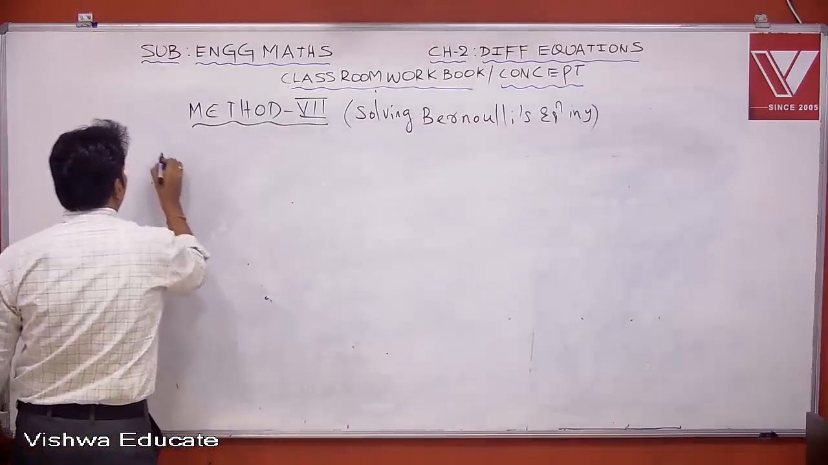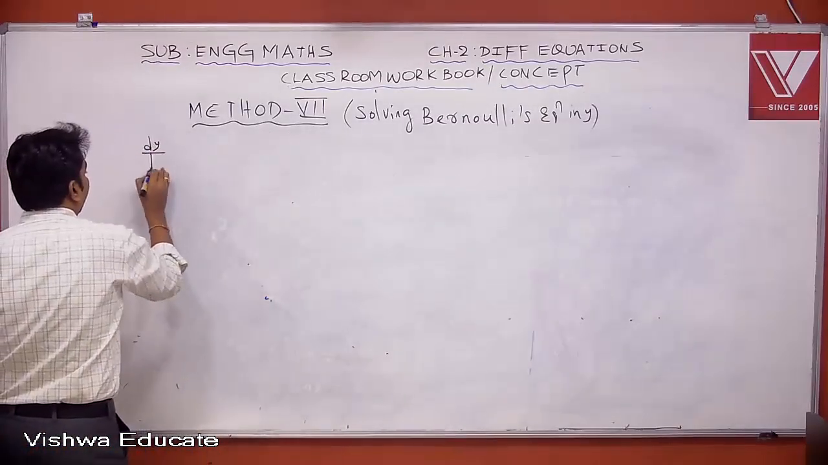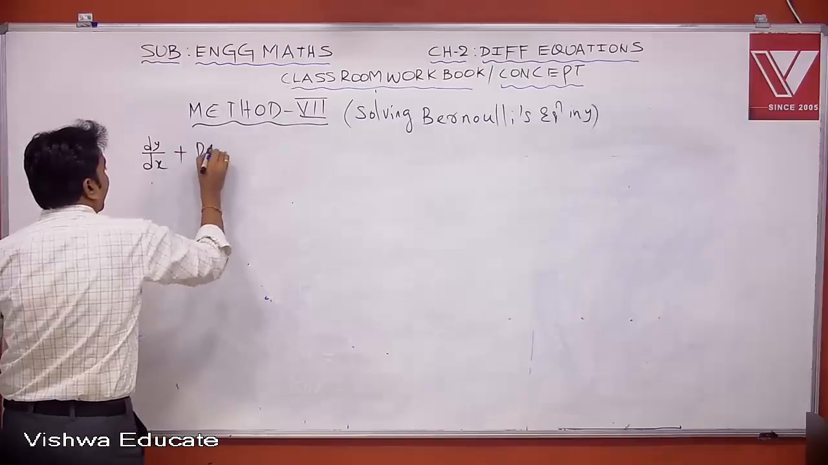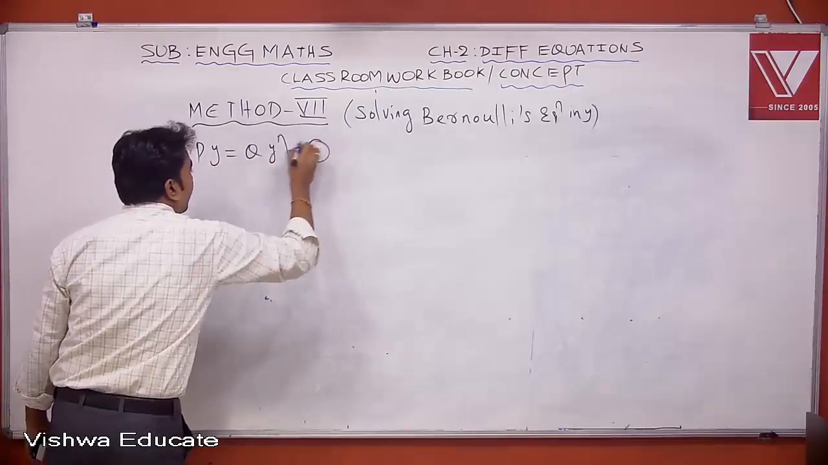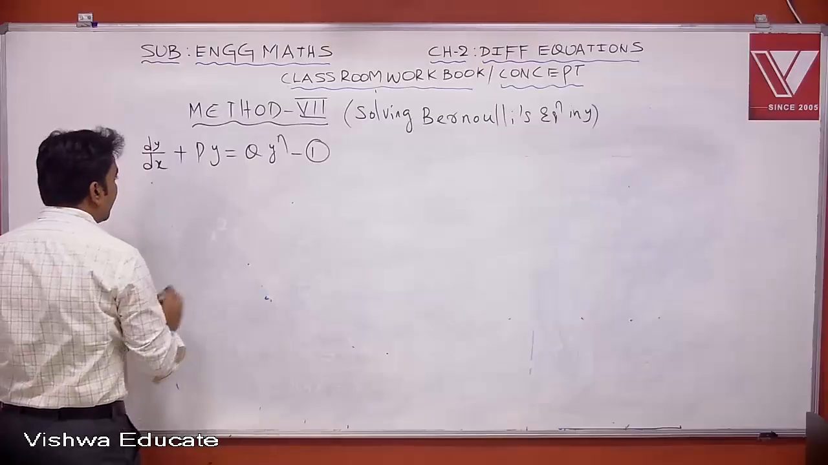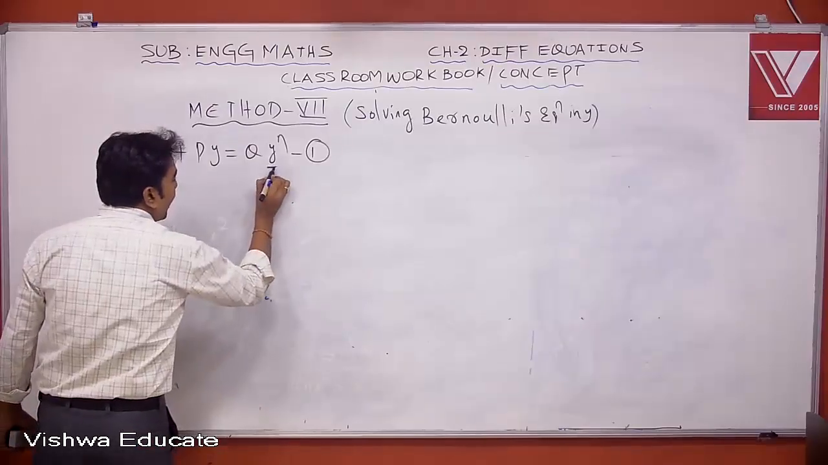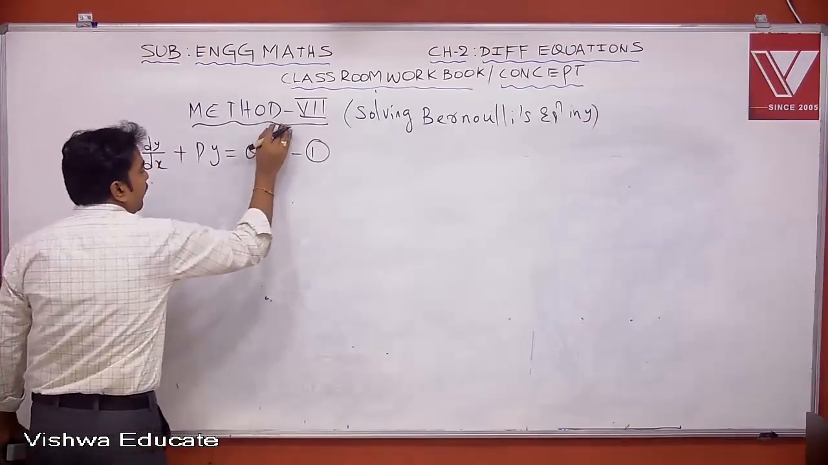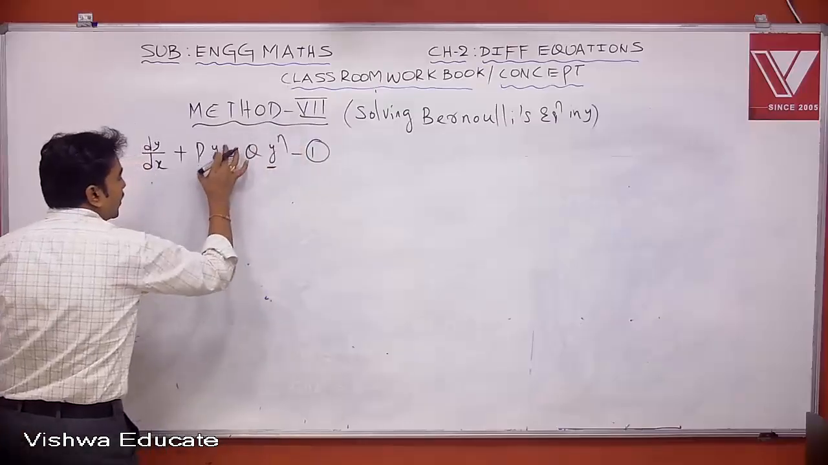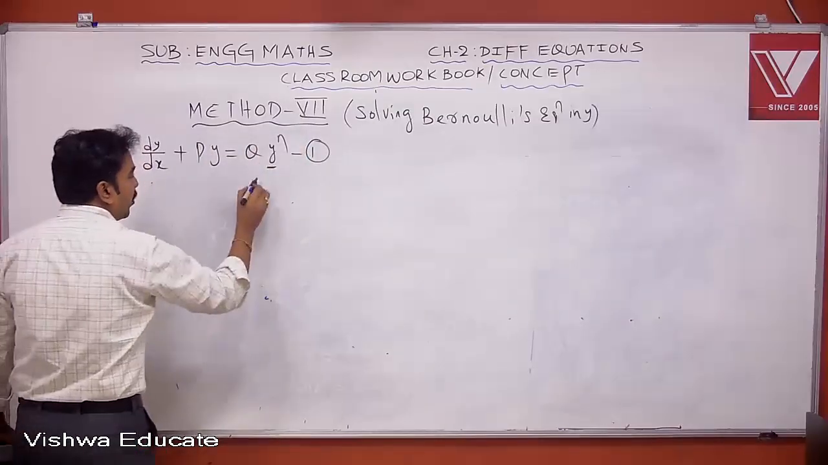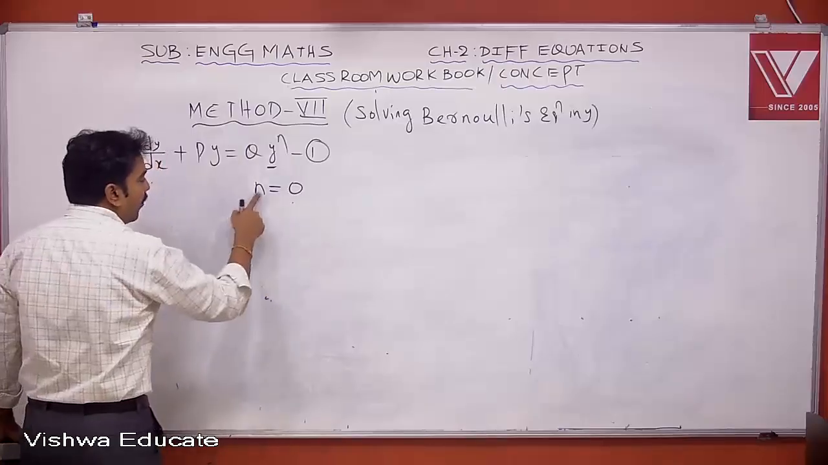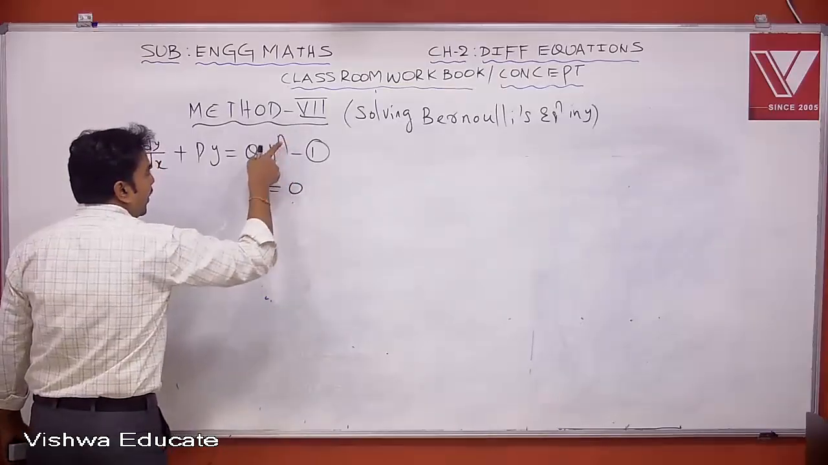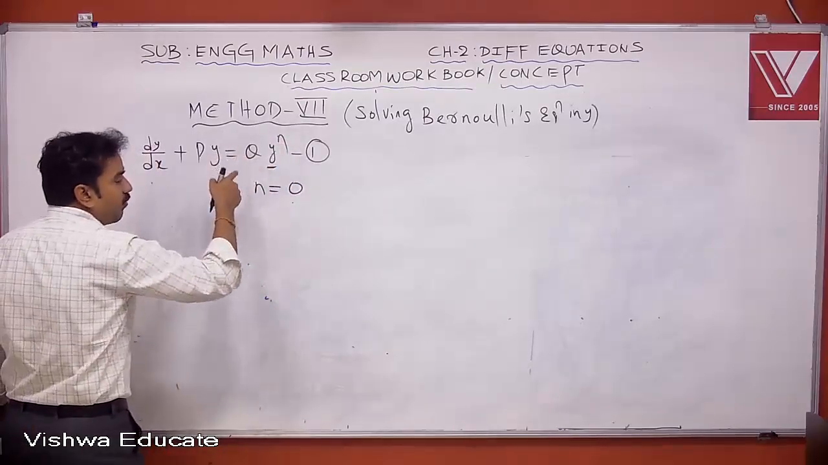Now let us write the general form of Bernoulli's equation in y. It is dy by dx plus p into y equal to q into y power n. We call it equation 1. If I don't have this y power n on the RHS, I will get the general solution very easily. Because if I don't have this y power n on the right side, it means n value is 0. When n is 0, this becomes 1. Hence, it turns to linear equation in y.